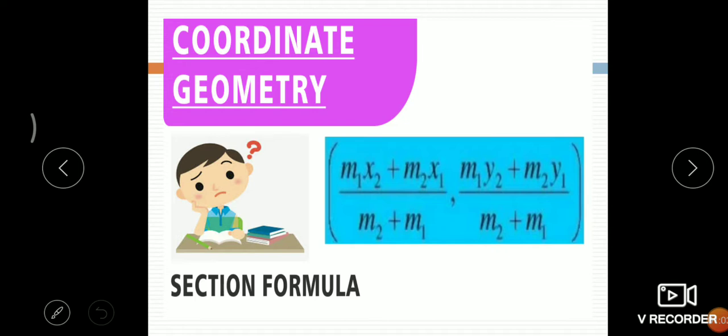Let us see how. Suppose P is a point dividing a straight line into two halves. They may or may not be equal. To find the coordinates of point P, we will use the section formula. To find the abscissa of P, we will use (m1 x2 + m2 x1)/(m2 + m1). And to find the ordinate of the same point, we will use (m1 y2 + m2 y1)/(m2 + m1). This is a very simple topic, very easy topic, right, and very scoring in your exam.